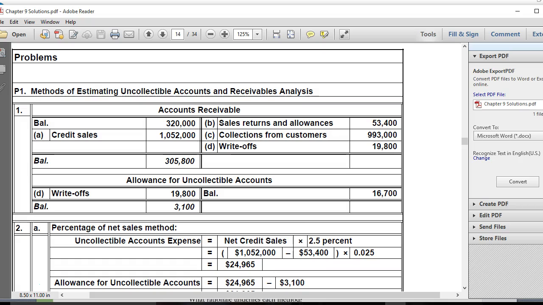Okay? So by debiting our $320,000, debiting our credit sales of $1,052,000, then our sales, returns, and allowances, we credit because they return the goods. They don't owe us that money. Then our collections from customers, when they paid the bill, we debited cash, we credited the accounts receivable. And then the write-offs, meaning we know certain accounts, we decided to write them off, we're not going to get paid for them, credit of $19,800. This gives us a new balance in our accounts receivable of $3,058.